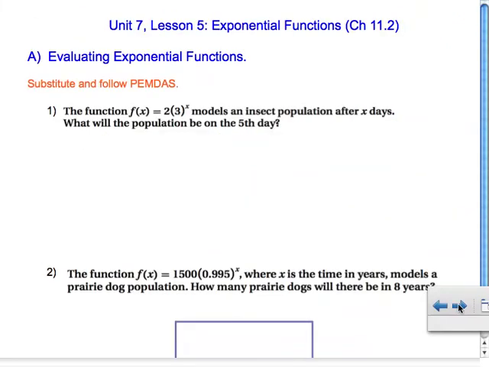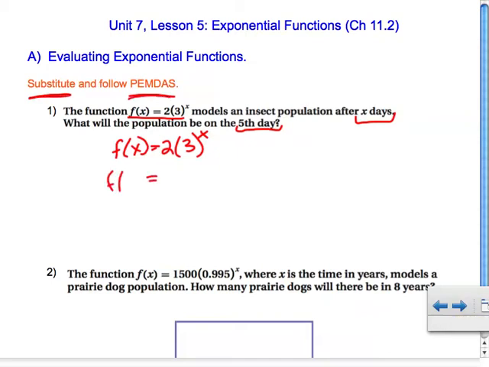How to evaluate an exponential function. What we're going to do is basically substitute and follow PEMDAS. So this is a real life example. f of x is equal to 2 times 3 to the x power, and it models an insect population after x days. What will the population be on the 5th day? Therefore, if x stands for the number of days, and we're talking about 5 days, how many insects will be in this insect population? So basically, substitute, follow PEMDAS.